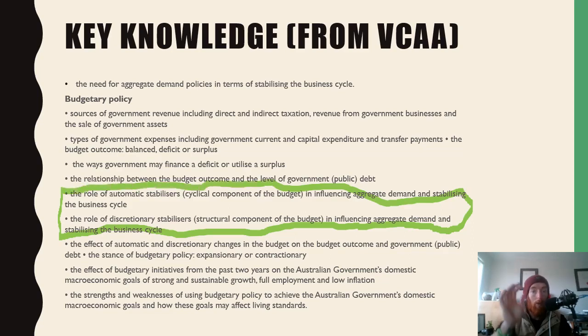Automatic stabilizers are all about the aggregate demand side, the cyclical component, just how things fluctuate with economic activity, whereas discretionary are structural, they're basically deliberate decisions made by the government.